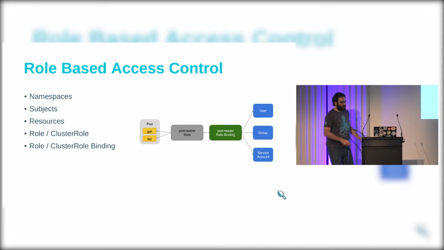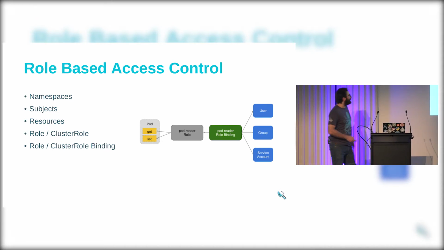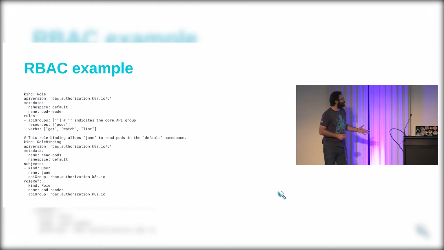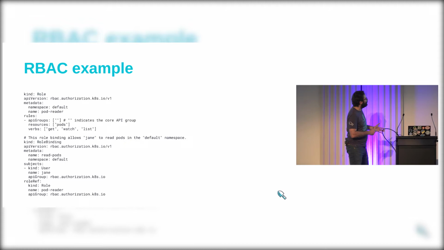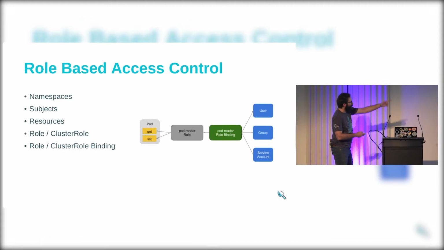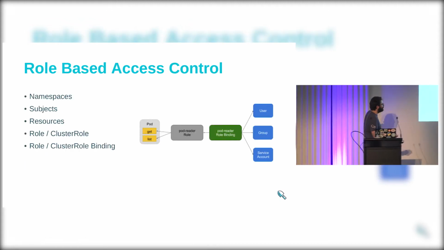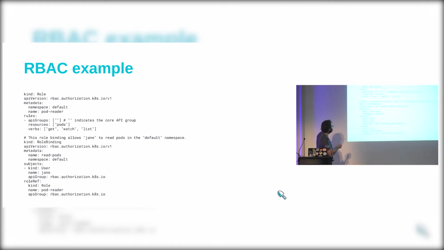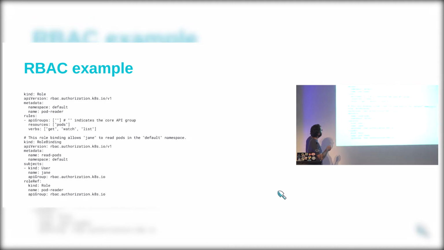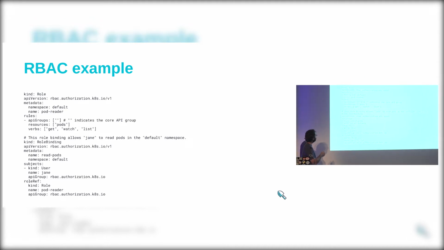This is the diagram, and this is how it's read. You have the first one, the role. This is the same example that is in this diagram. Here you have the verbs. You can access the pods. This is the role that is called pod reader. And here you are binding a user with that role.